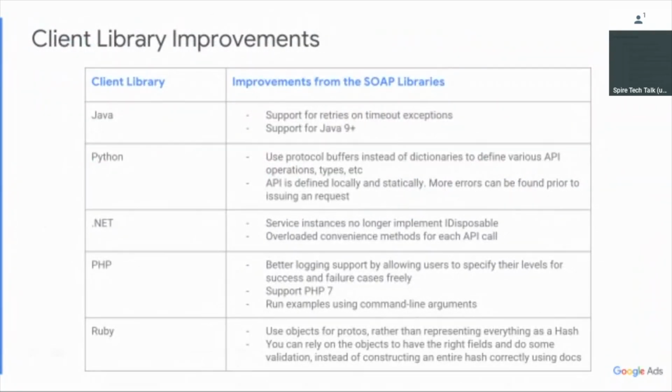And we also made a few library improvements. You can see the whole list here. But in general, for languages like Python and Ruby, the old API used to provide hashes or dictionaries to work with. Now we have actual objects, so that improves the experience. We also try to be on the latest runtime wherever possible. So PHP 7, for instance, and Java has support for Java 9 plus, and so on.